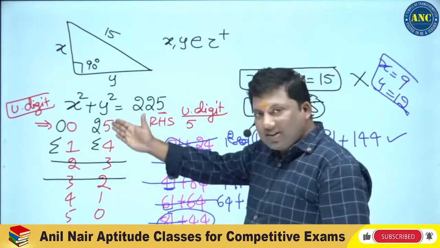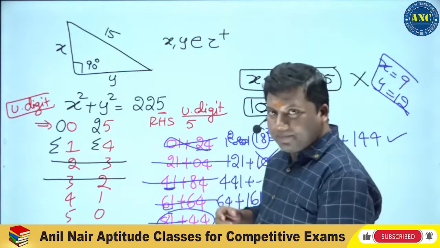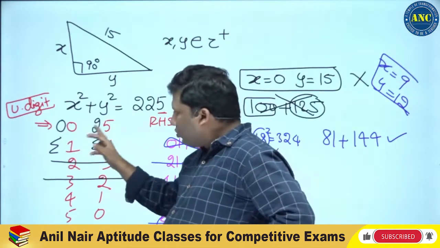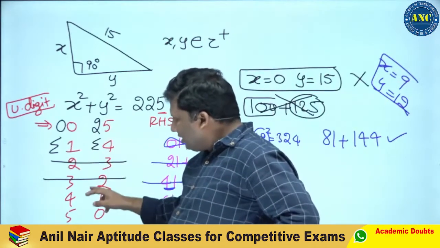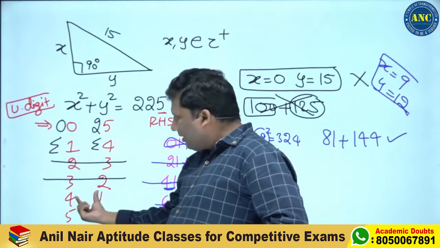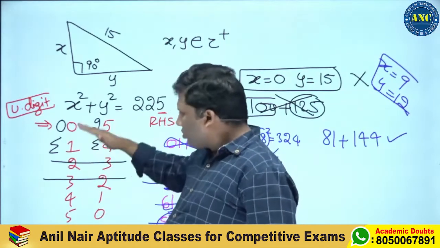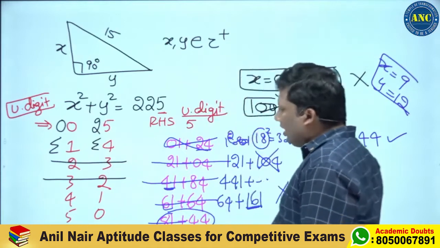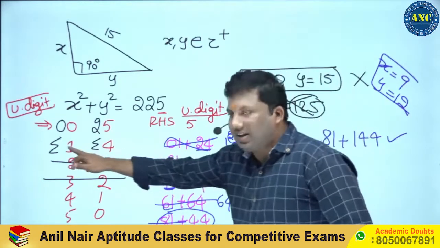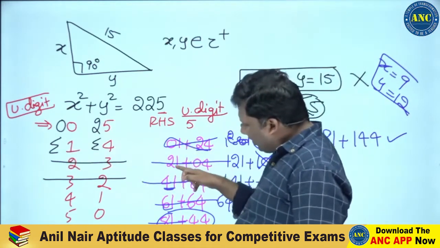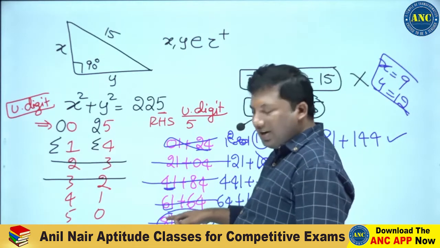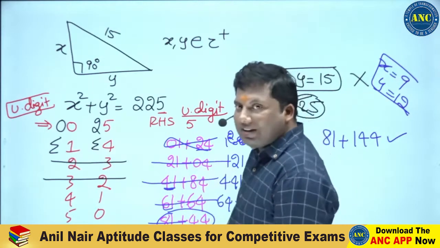I hope this right hand side idea is clear. 00 plus 25; even plus 1 and even 4. This case is not possible. Reverse will be 41, reverse will be 50. So you just concentrate on even 1 plus even 4. Because it is even, I took 01, 21, 41, 61, 81. From there, I enumerated the cases.